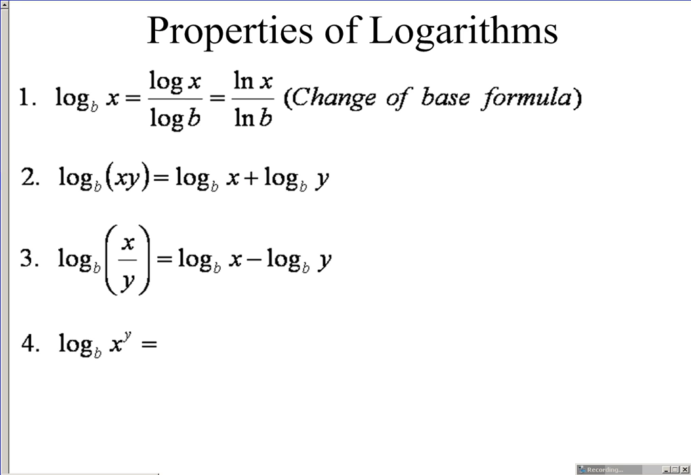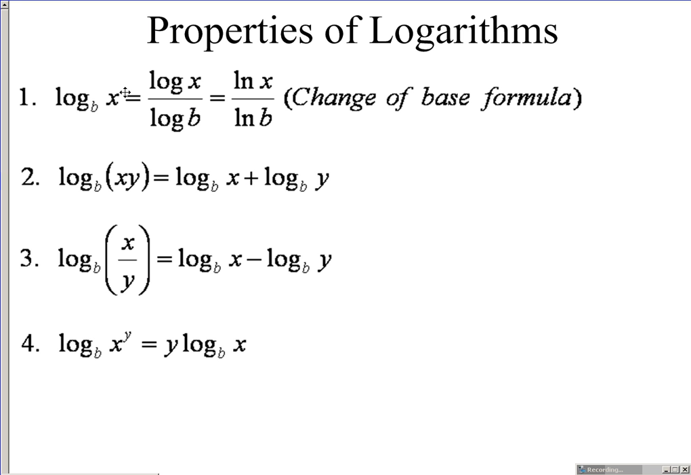Our fourth property is like when we have an exponent raised to an exponent. If I have x cubed raised to the fourth power, that is x to the 12th because we multiply. I can take this y right here, pull it out front, and multiply it by the logarithm, and that's our final property. So again, remember that logarithms are exponents. The same rules that we have for handling exponents are the same properties that carry over into working with logarithms.